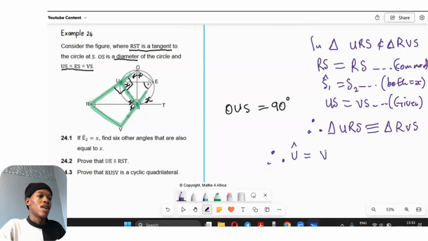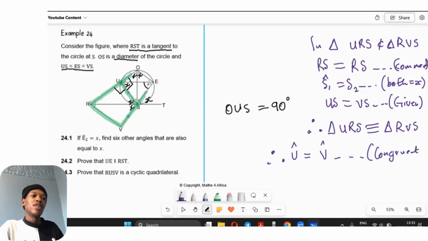That is that. So now therefore we can then say angle U is equal to angle V. Why? Congruency. Normally, you can just say it's triangle URS congruent to triangle RVS. Right, so therefore that means now V is 90 degrees, and then opposite angles, if they are both 90 degrees, they add up to 180. Then you can conclude, therefore RUSV is a cyclic quad because the opposite angles are supplementary. That's the reasoning behind it.